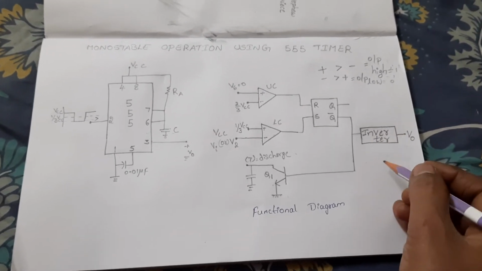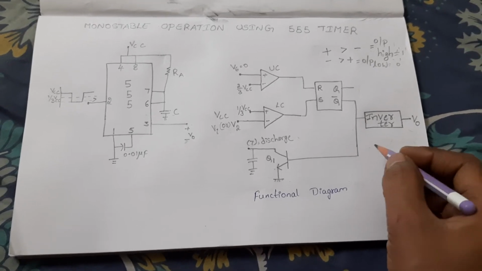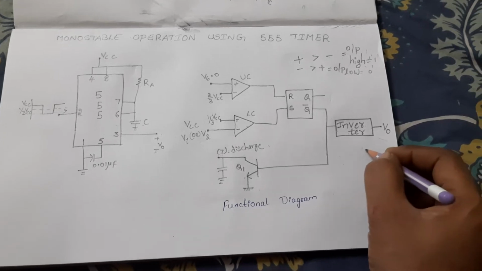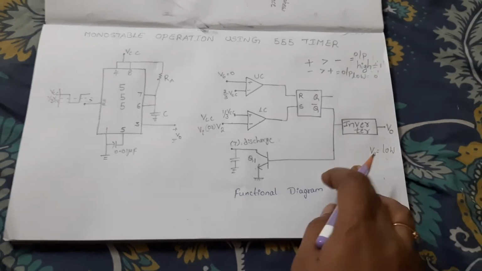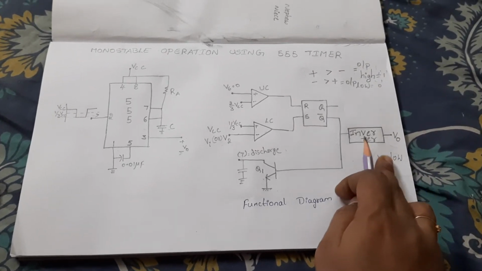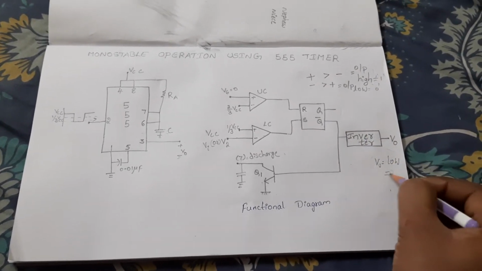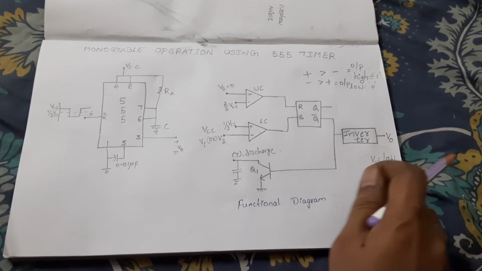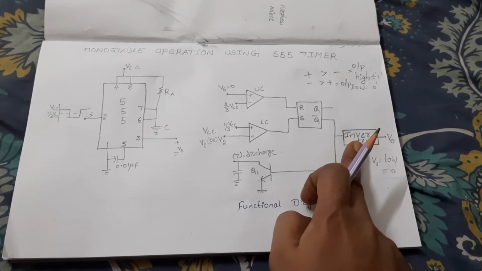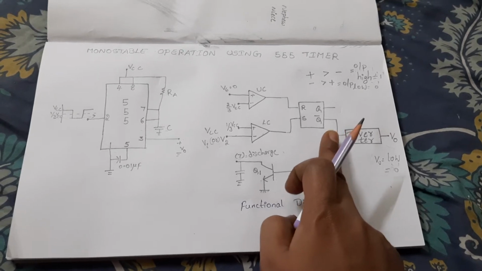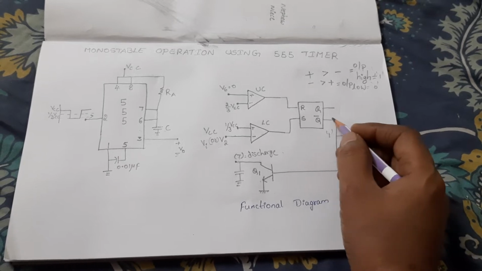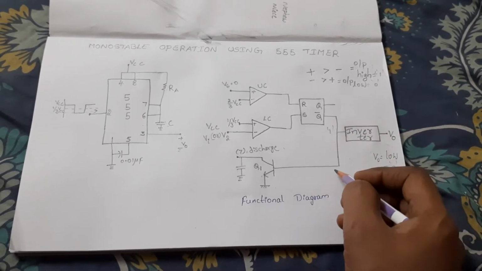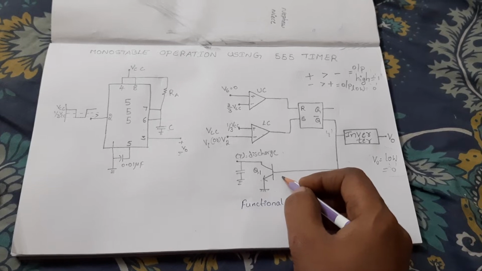Now to analyze this circuit, first some assumption should be made. Let us assume that the V0 output is low, V0 is 0. As there is an inverter, before that it will be 1. So Q bar is 1, and this 1 is given to the transistor Q1.